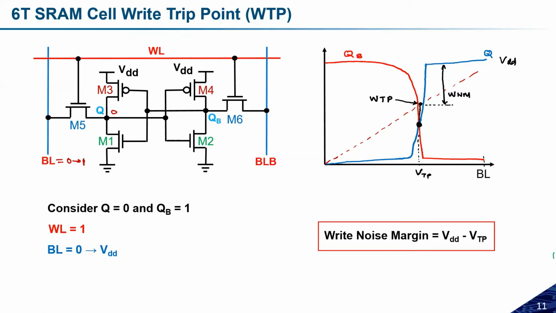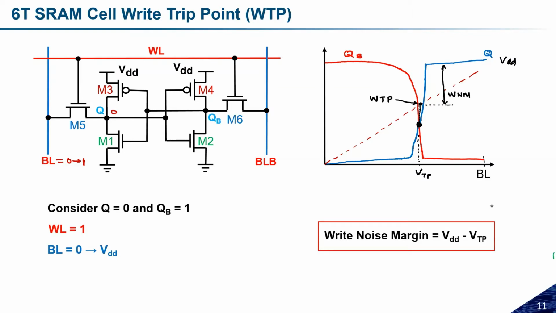To calculate this one, I have to simply change this input voltage. The write trip point is another parameter. For that purpose, I have to simply consider any particular logic at Q and QB, and then change this BL voltage after activating the word line and other things. Once the word line is activated, I need to change this BL from 0 to 1.